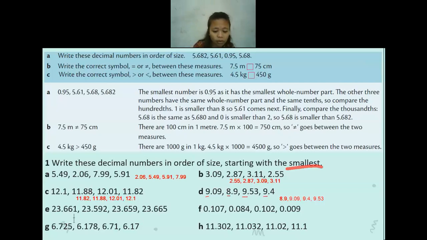23.592. Oopsie, 592. After that, how many? 23.659. After that, 23.661. Okay, 661. And then the last one, 23.665. Okay. Is there anyone who gets confused?